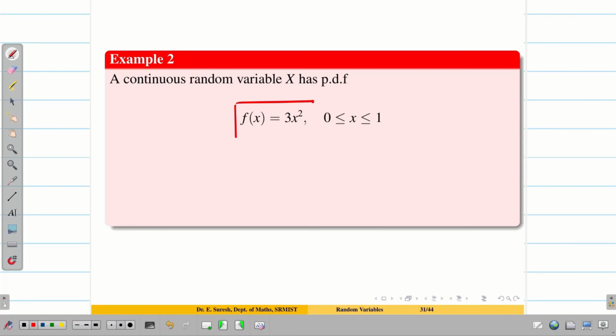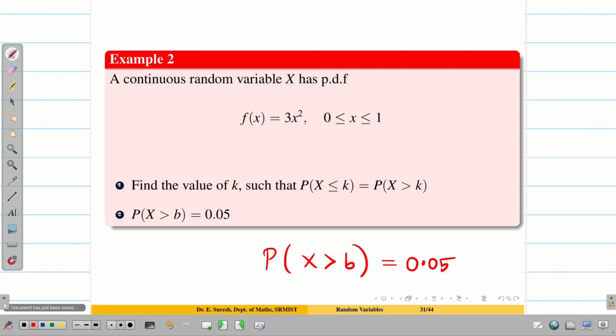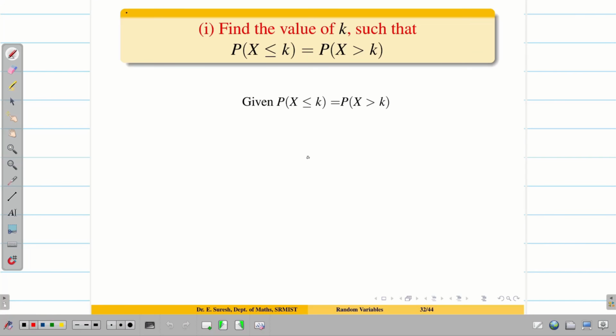So the given PDF is f of x equals 3x square, for x between 0 and 1 including 0 and 1. We have to find the value of k such that probability of x less than or equal to k is equal to probability of x greater than k. And in the second question, we have to find the value of b such that probability of x greater than b is equal to 0.05. First, let us find the k.